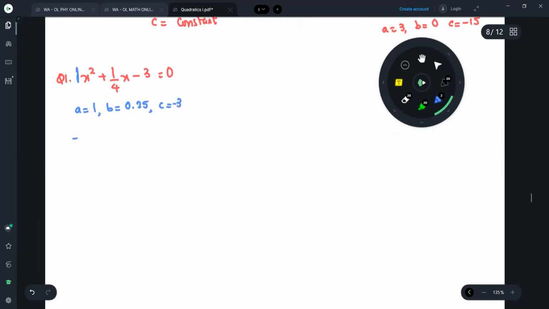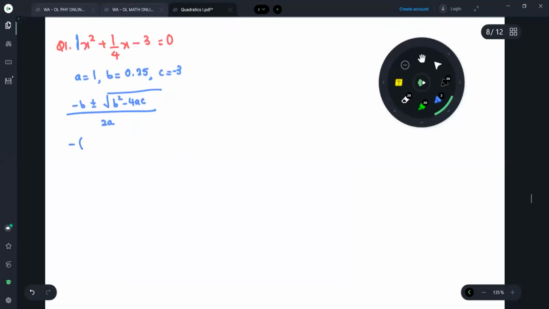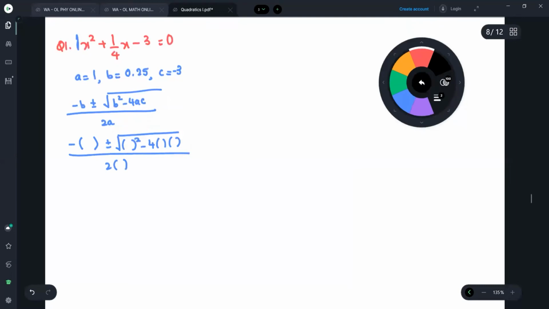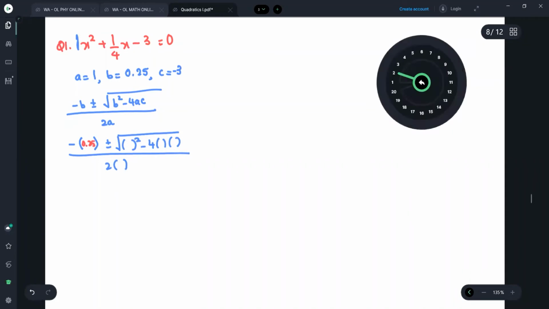Now I'm going to write down the formula. In this we will put values. All you have to do is place the values in this formula. I'll do it with you, don't worry. Now minus, bracket open, minus 0.25, bracket open, 0.25. Please make sure that you put down brackets when you're solving this. Why? Because it's going to be a lot of problem if you don't put down brackets. Minus 0.25, then 0.25 squared, minus 4 into 1 into minus 3, all over 2 into 1.